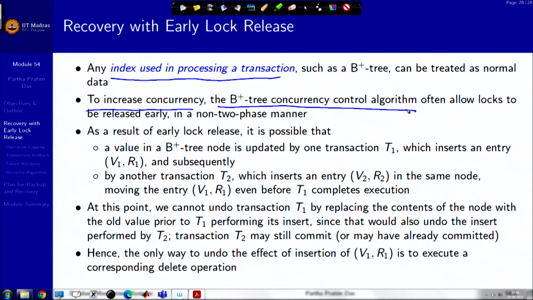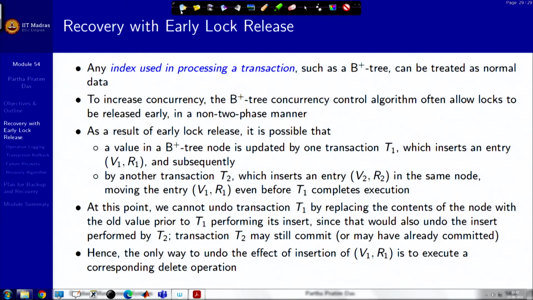Now, that algorithm often has to allow locks to be released early in a non two phase manner. Why? Because the B plus trees are a centralized resource with multiple transactions requiring them. So, if you hold the lock until the commit of one particular transaction by doing two phase locking, because two phase, as you know, you only acquire in one phase and you release in the other phase, and that means that your release can happen only at the time of commit, then the overall throughput is going to become very slow. Right? So, you use the lock only for the purpose of writing the data on the tree, but do not want to relate it to the lifetime of the transaction.